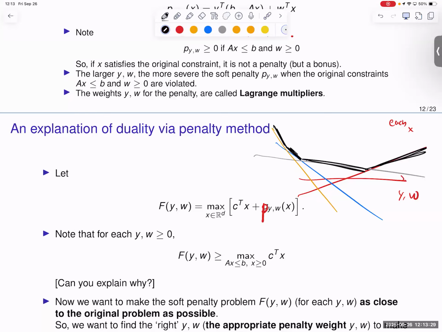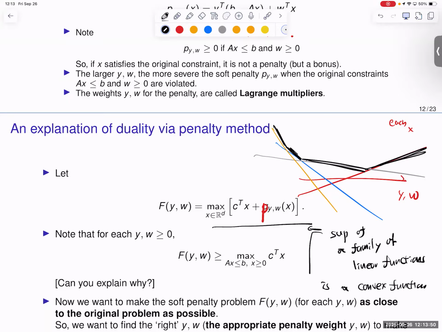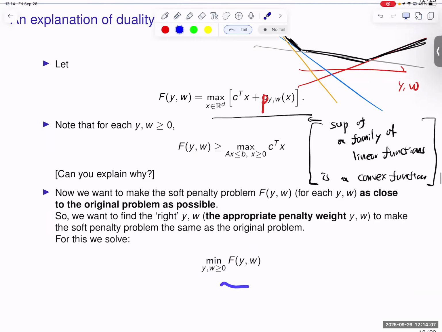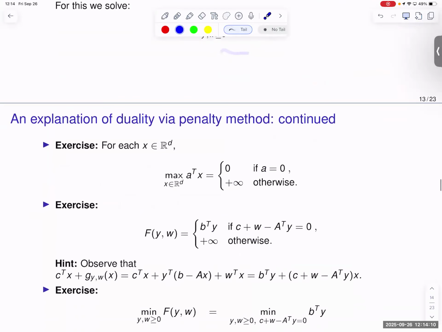So the resulting function should be a convex function. The sup of a family of linear functions is a convex function. So every convex function is like this. It's a sup of linear functions. Okay. So this is about minimizing a convex function over a certain feasible set. Okay. Now there are a few exercises.